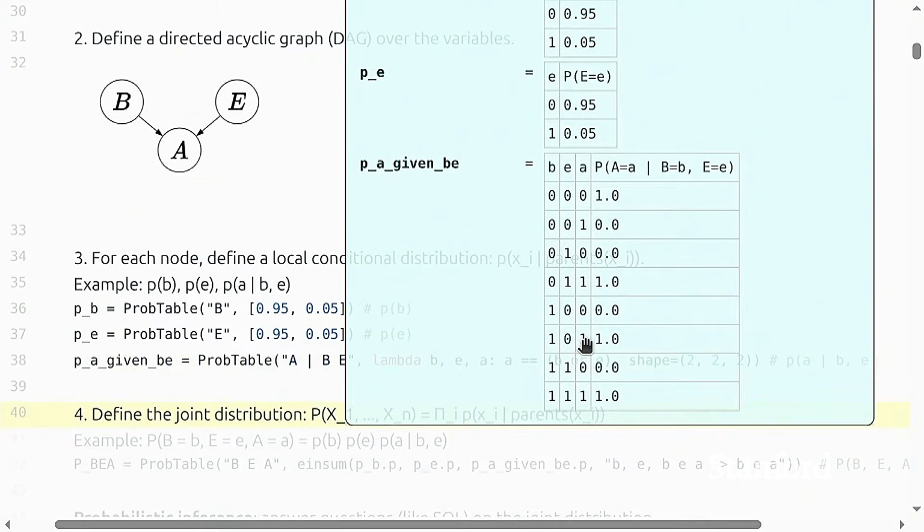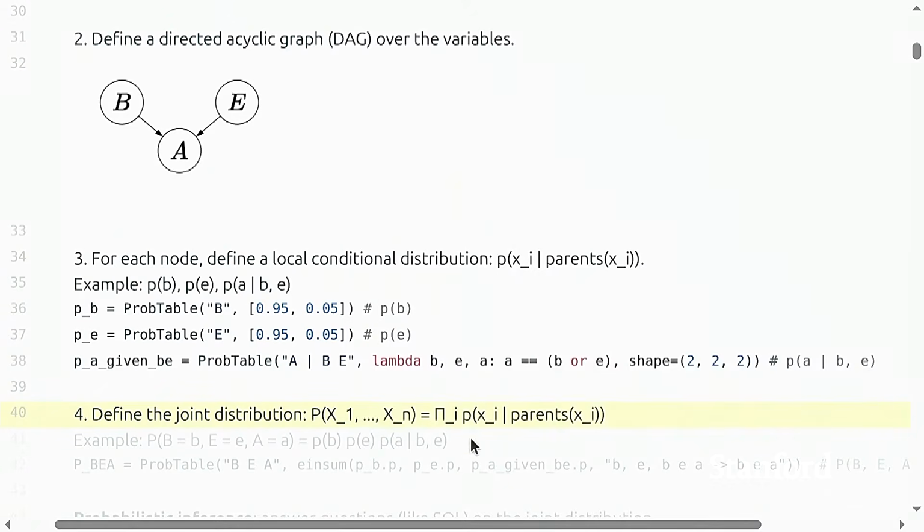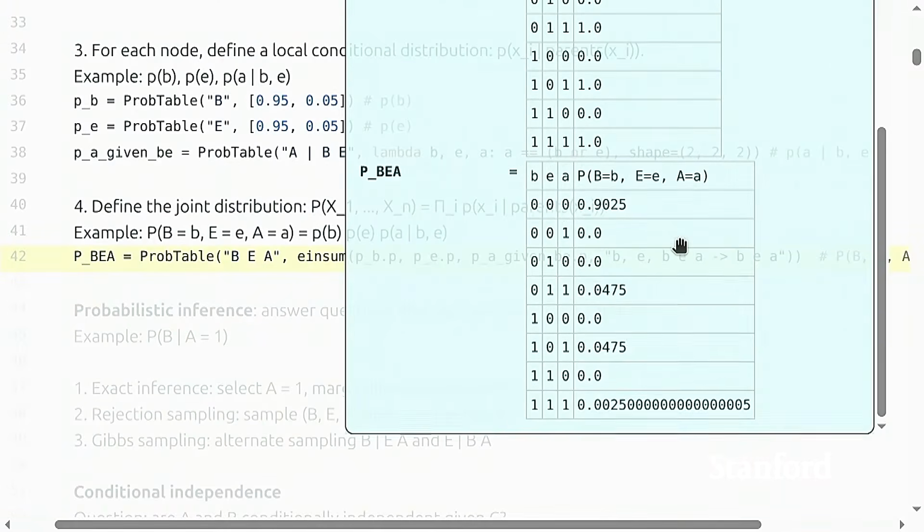Okay, so finally, you have these local conditional distributions. You multiply them together, and you get the joint distribution over all your random variables. So in our example, you multiply P of B times P of E times P of A given B and E, and that gives you the joint. Okay? And the joint distribution in this example looks like this. If you sum all of these numbers, you should get 1.